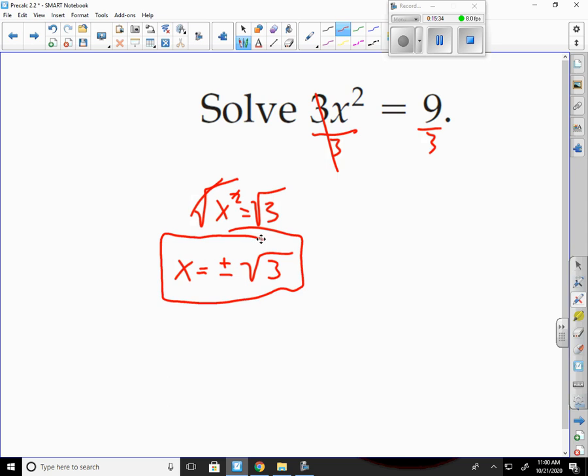All right, tomorrow we're going to go through more examples of this type and more factoring questions.